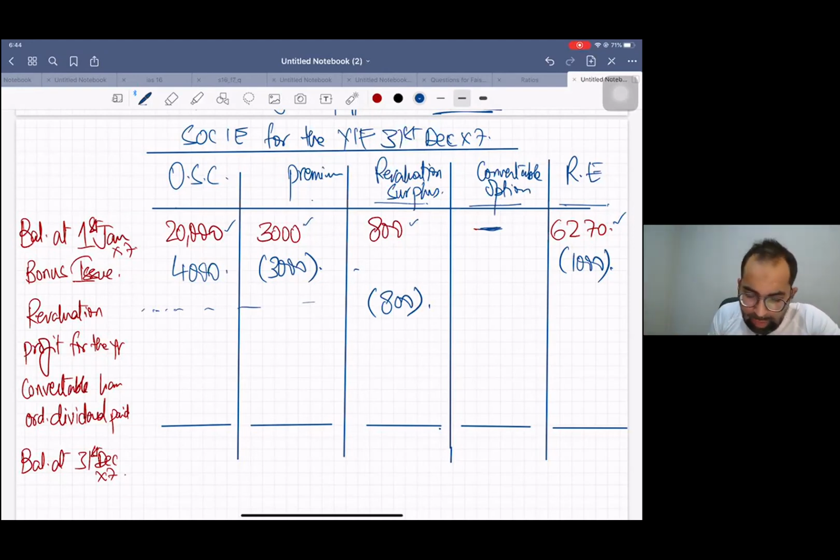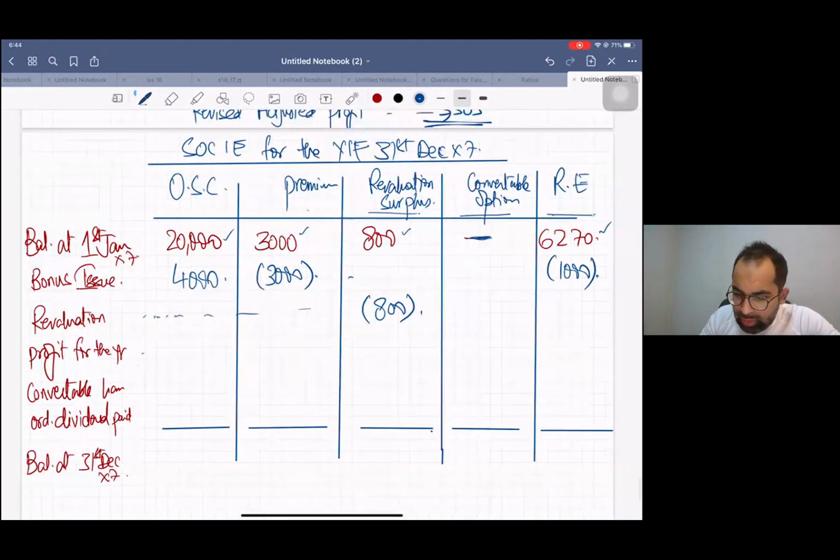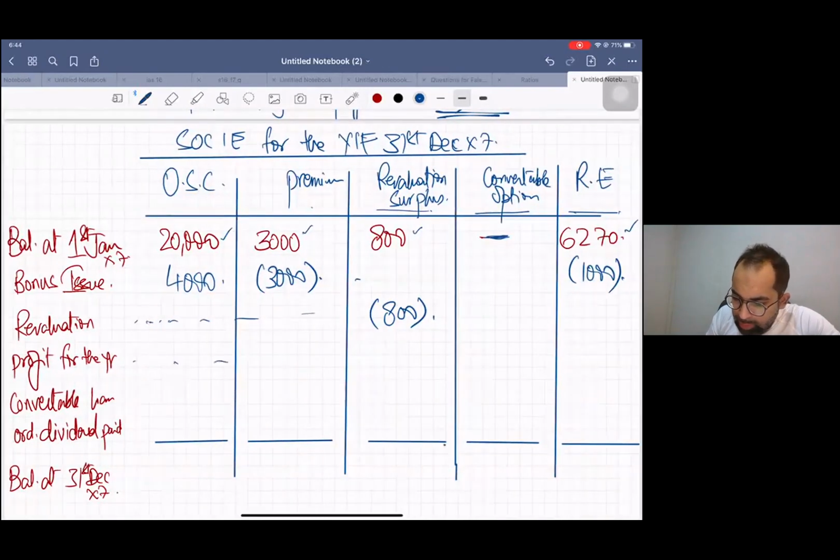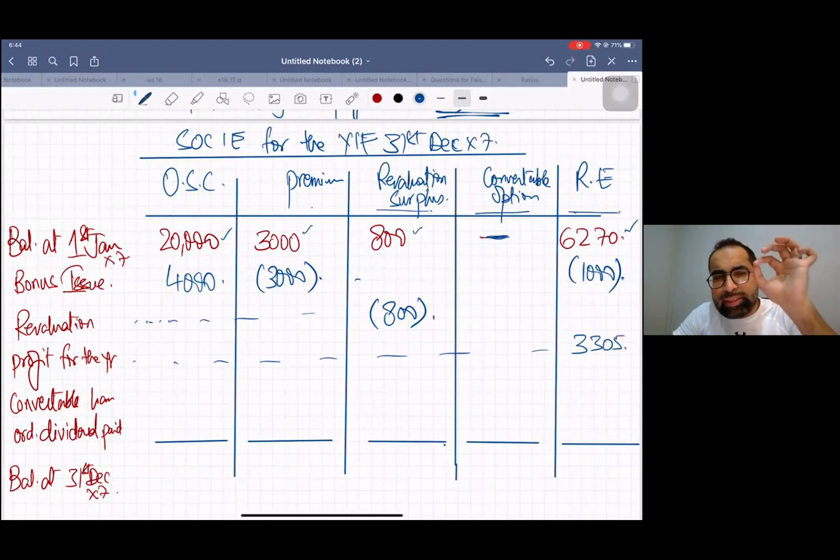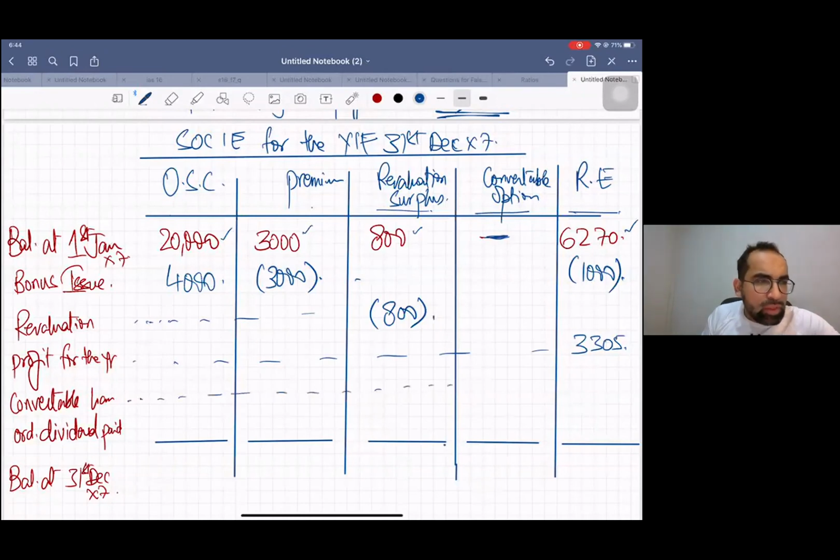Okay. Then what's the profit for the year? It's 3305. The profit is always added in retained earnings. Okay. Then what is the convertible loan note equity option? The convertible loan note equity option was 424. You can check it in the question. I made entries for you.